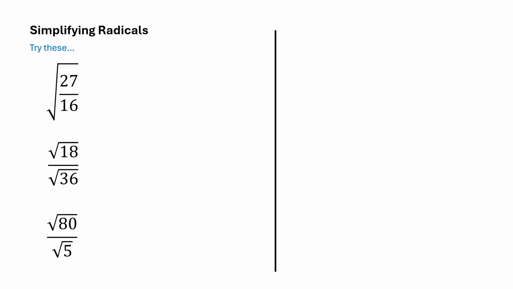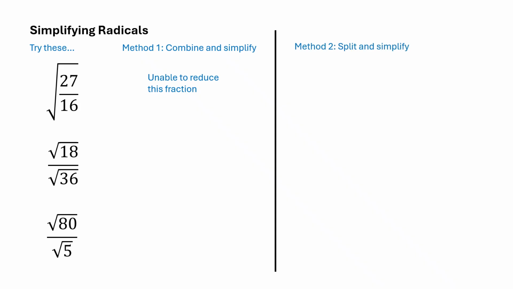Okay, let's see these two different methods. I have the first method that I call combine and simplify. This is when both the numbers are under the same square root house and you just work it as is. The second method: under this first problem, you're unable to reduce this fraction. 27 divided by 16 under any other circumstances is not able to be reduced. So this first method is not going to work on it. Method 2 is where we split and simplify. That means each number, 27 and 16, gets its own little square root house, and you deal with them accordingly.